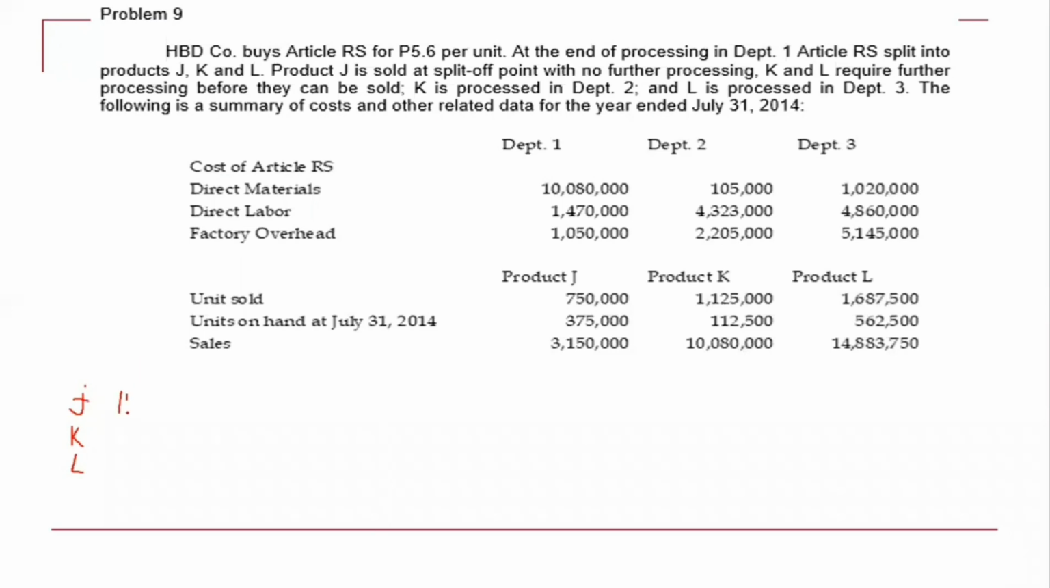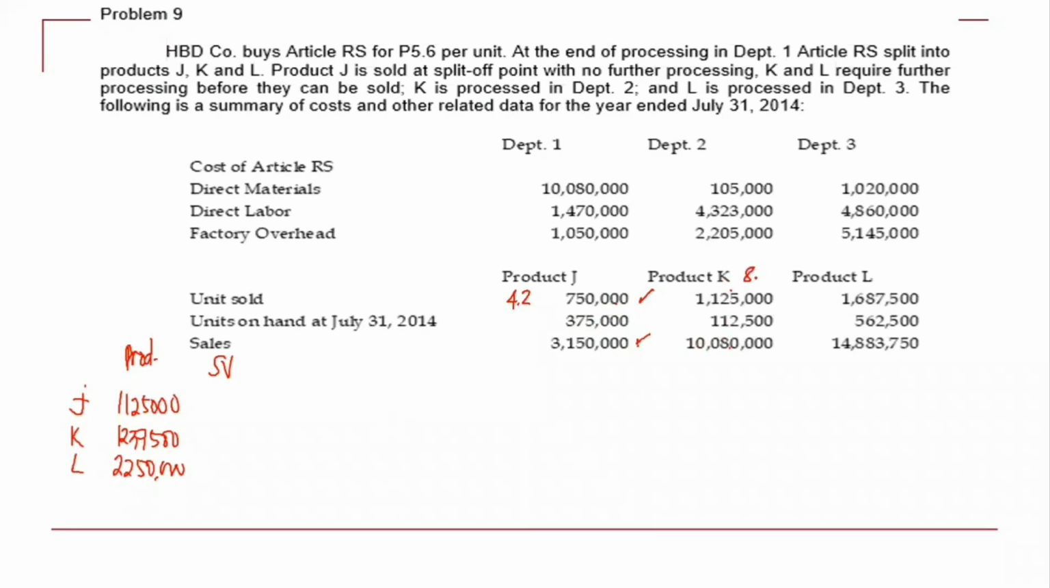So we have here 1125 and 123,700. And this one is 2250. Ito yung units natin produced. Okay. And then sales value po tayo. Final sales value natin. Magkano sales value natin? Walang binigay na selling price per unit pero may sales po tayo at unit sold dito. So from here, 3,150 divided by 750, magkano itong product J? 4.2. Paki-double check po 10,080,000 divided by 1,125.